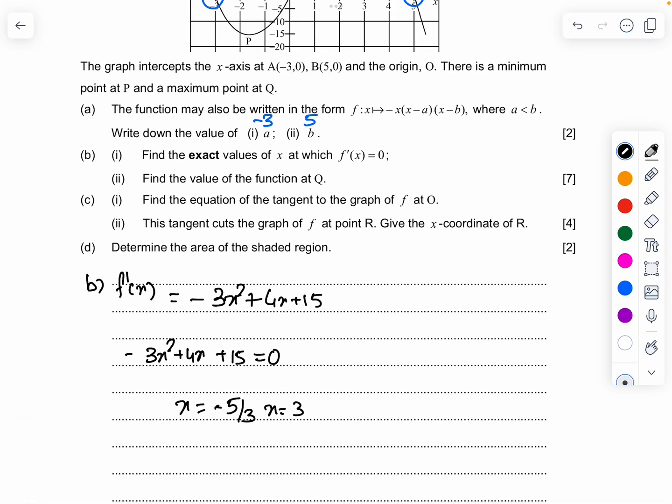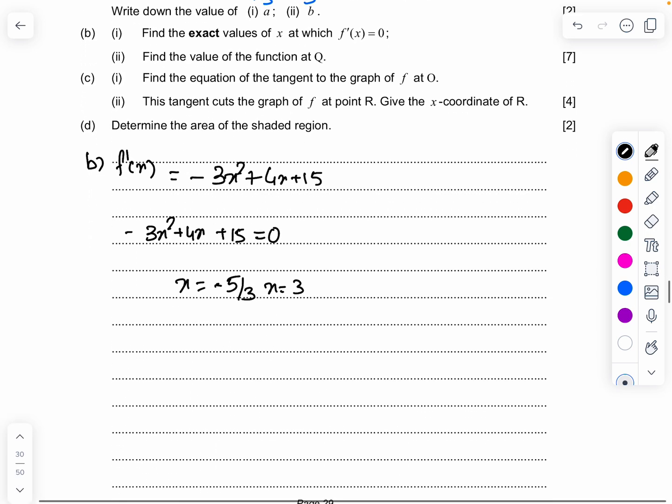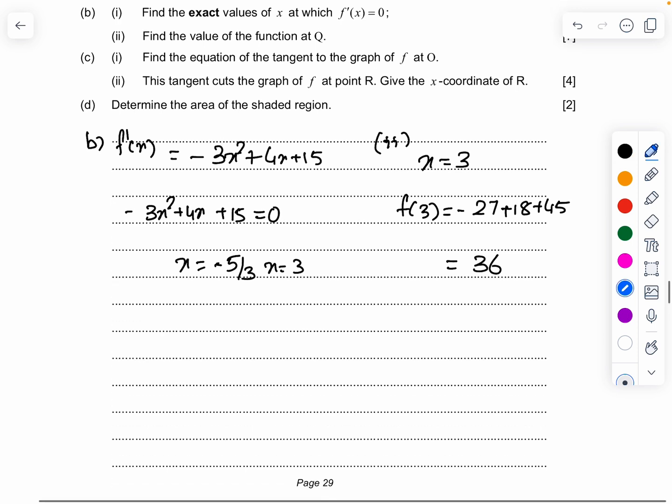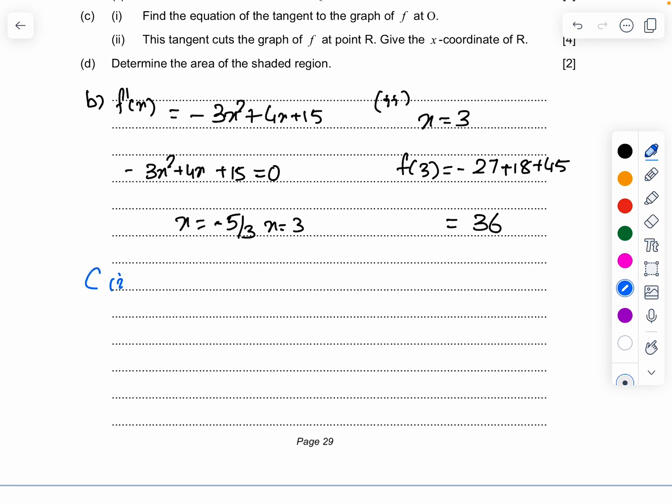Find the value of the function at Q. So for part b, part 2, x equals 3. So f of 3 will be equal to -27 plus 18 plus 45, which is going to be 36. C, find the equation of a tangent at x equals 0. So for C part 1, at x equals 0, f prime of 0 equals 15.